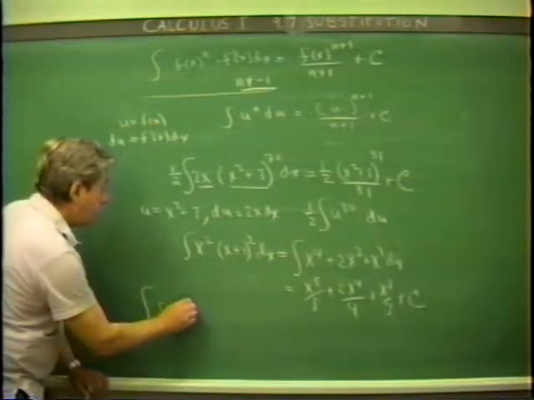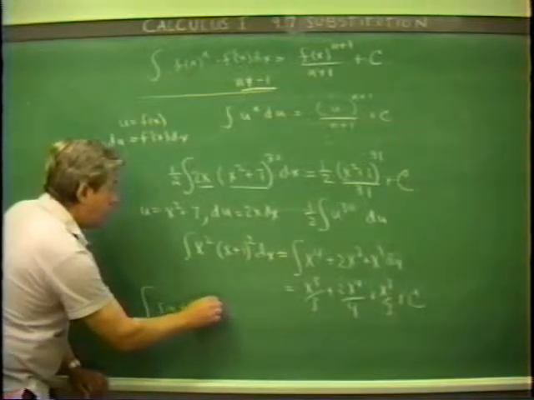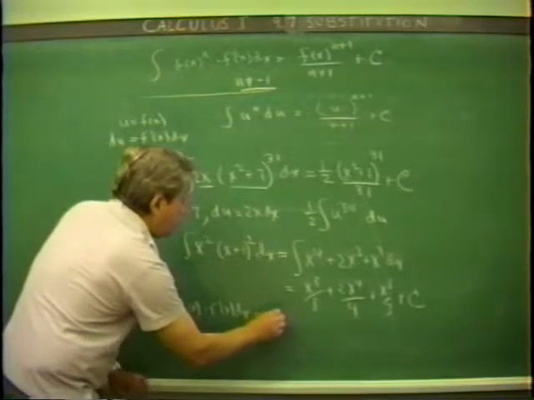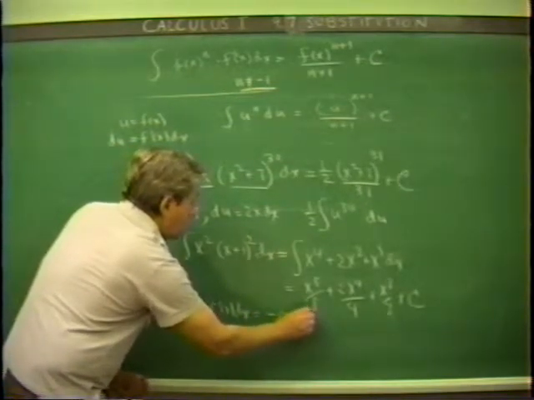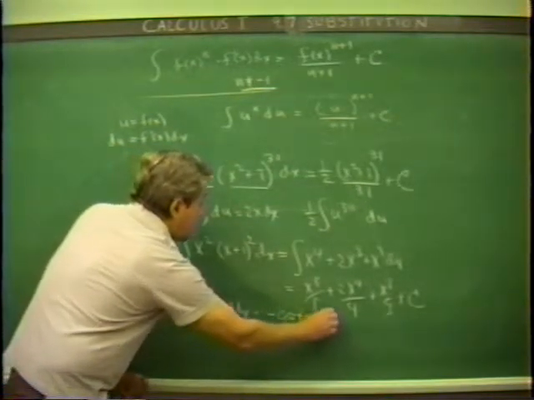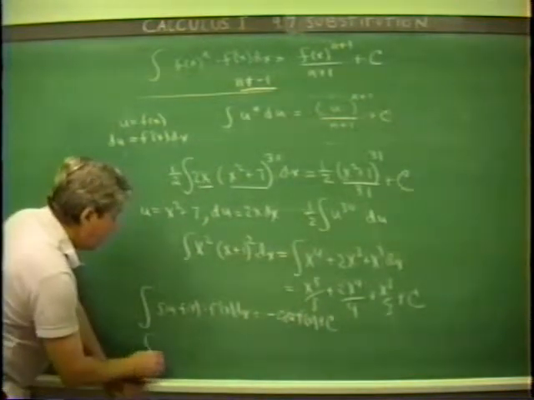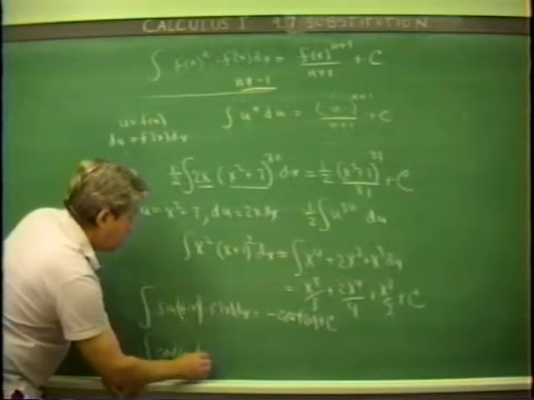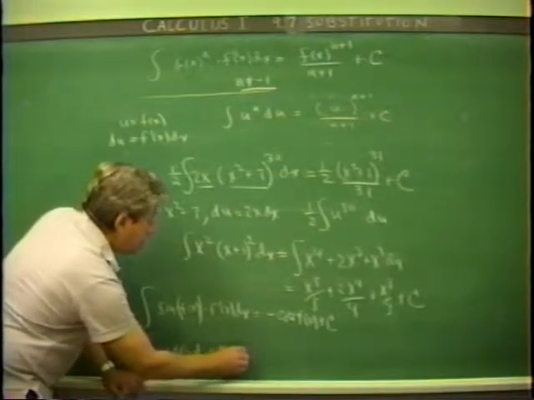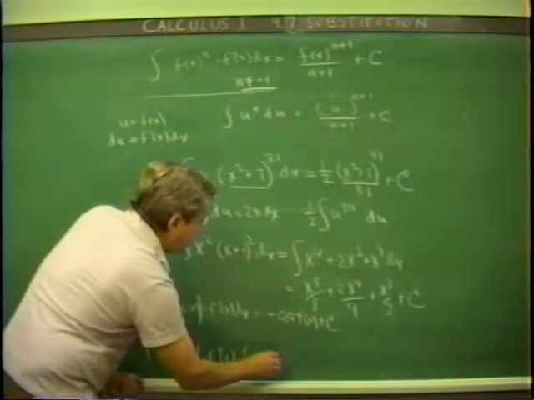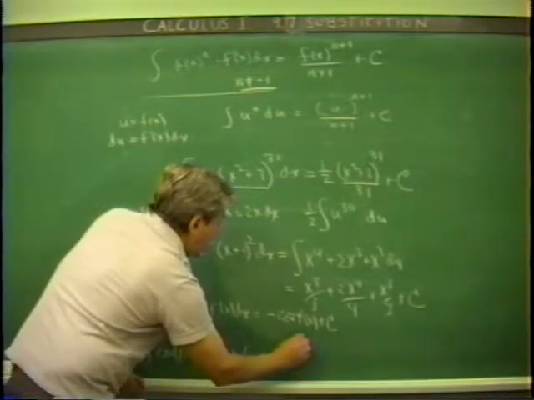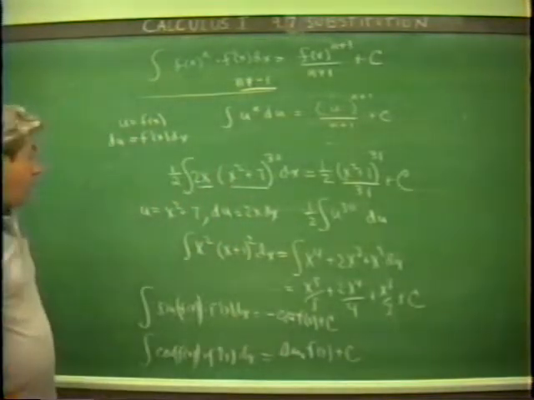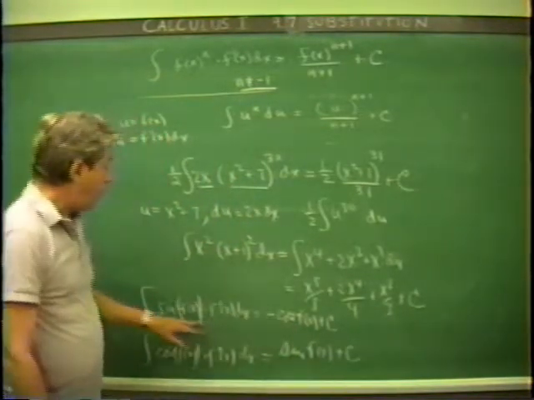Two additional formulas besides this are frequently worth noting. One of them is that the antiderivative of sine of f of x times f prime of x dx is equal to minus the cosine of f of x. And the second one is that the antiderivative of cosine of f of x times f prime of x dx is equal to the sine of f of x plus any constant.